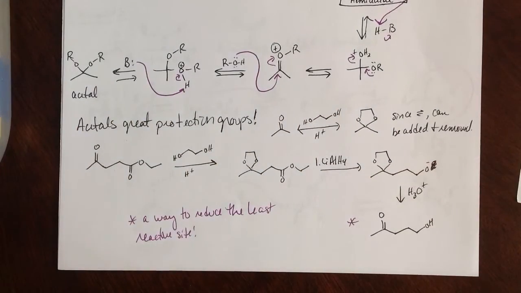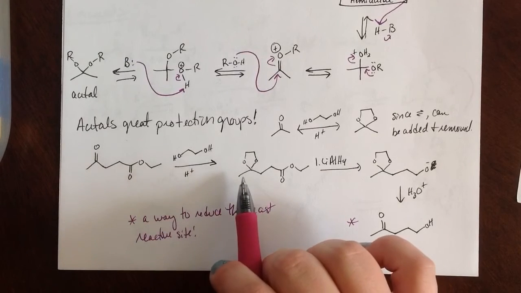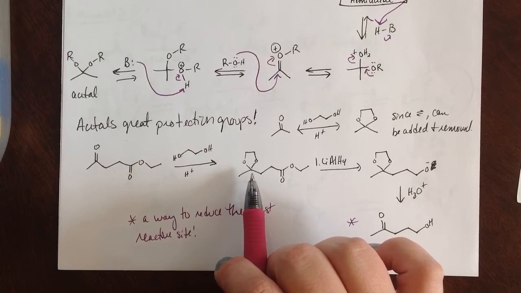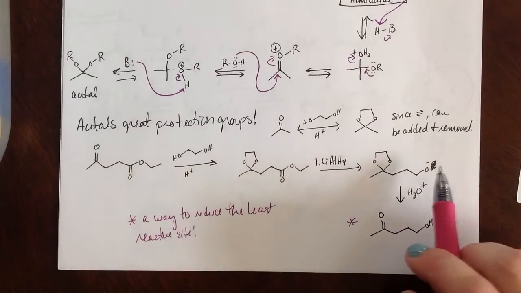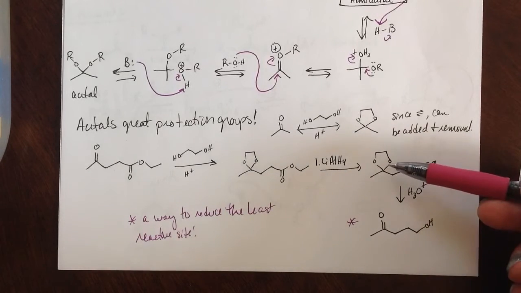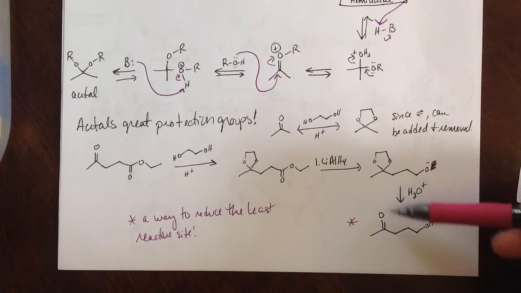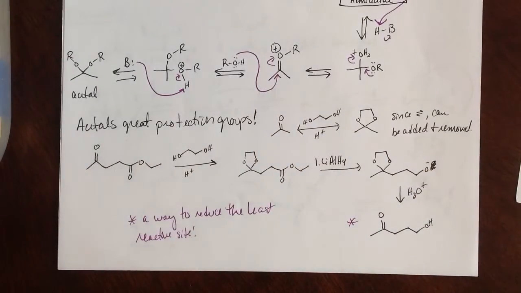And so we can put this on, and it will selectively go to the carbonyl right here. And then we can reduce something that's harder to reduce than the C=O bond, with lithium aluminum hydride, something like an ester. And then when we acidify this, this will come off at the same time. So that's pretty awesome when you're trying to protect something that is more reactive.